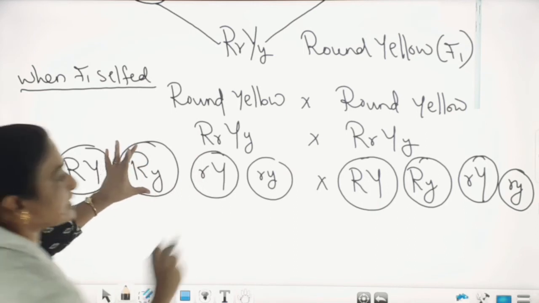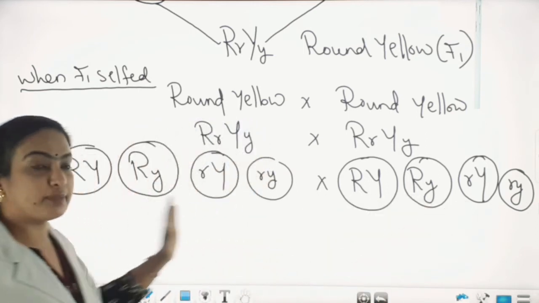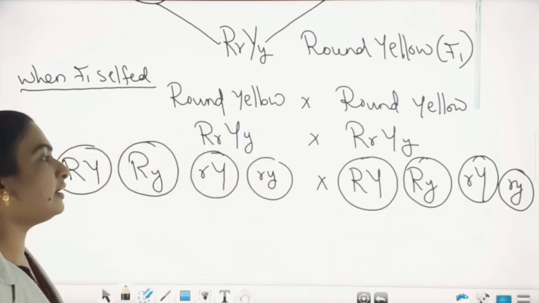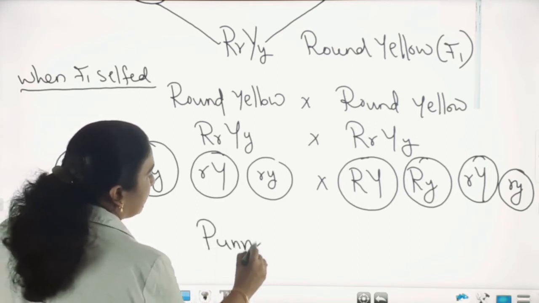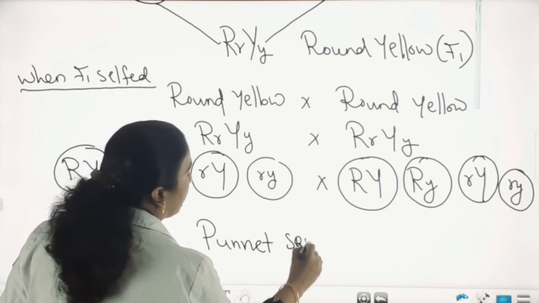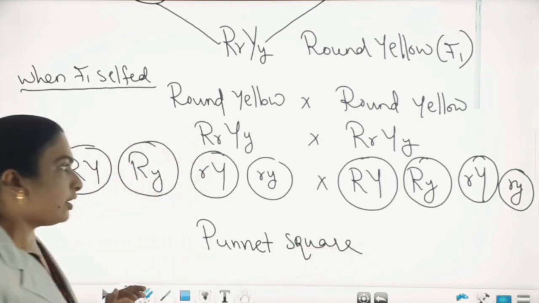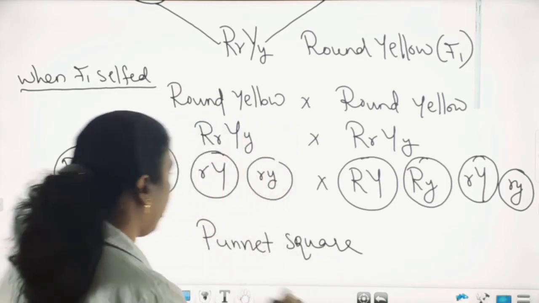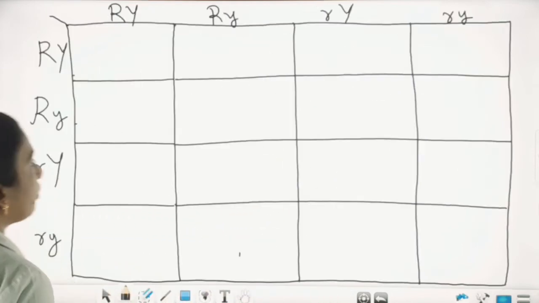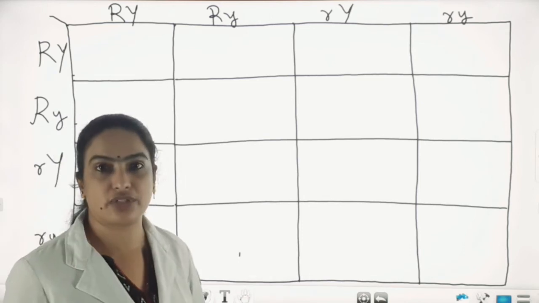Another second gamete is taken and crossed with the 4 gametes, but this is not possible here. So we can use a grid that is called a Punnett square. A Punnett square is used to do the crossing of this dihybrid cross. Let's see the Punnett square, which consists of 4 by 4, 16 boxes.